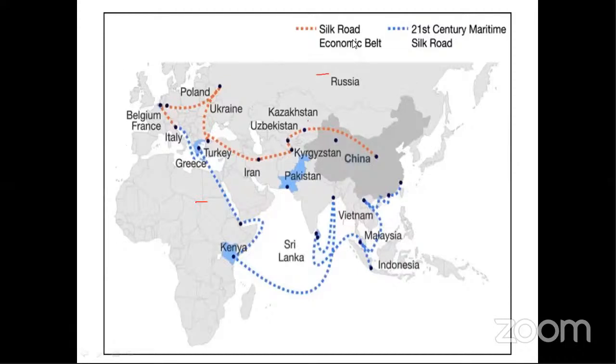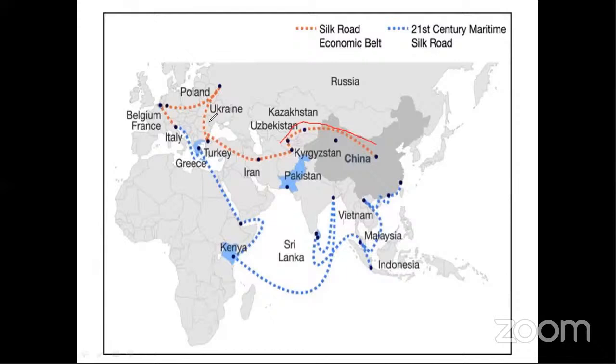Now, this is China's Belt and Road Initiative. This map will help you understand it. This is called road connectivity: it starts from China, then Kyrgyzstan, Uzbekistan, Kazakhstan. You see how it connects with Belgium, France, Italy, Poland, all these European countries.